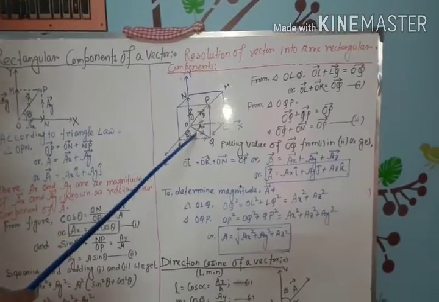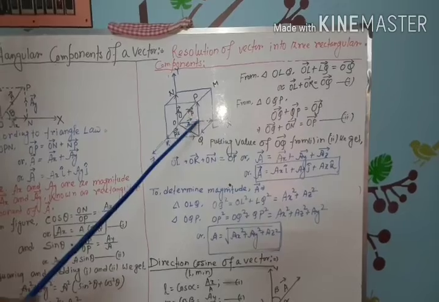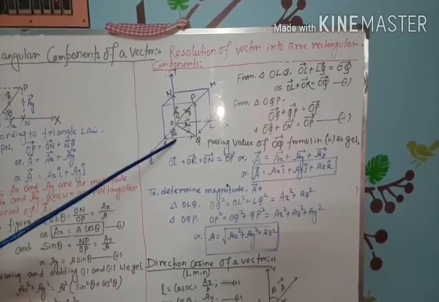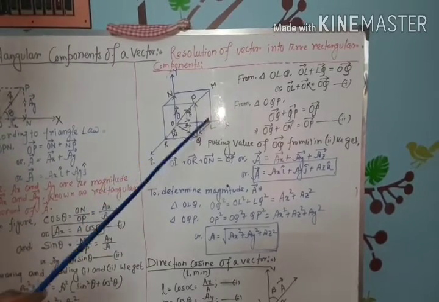Now here we have to again write the expression for A in terms of AX vector, AY vector, AZ vector, for which we take the triangle OLQ.